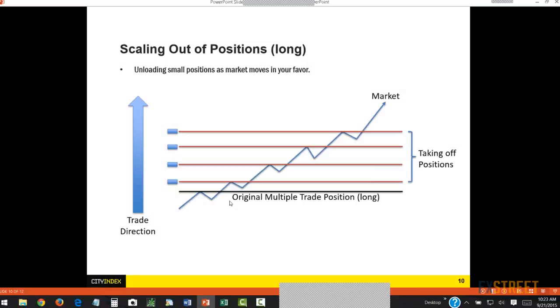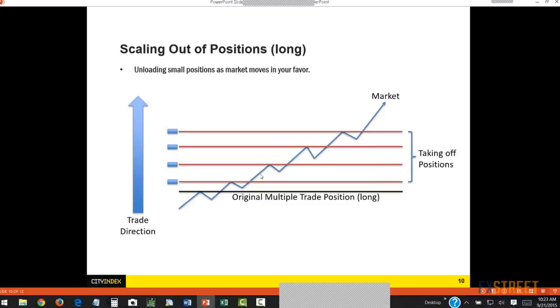Let's say this is a 4-part position, and you took off one quarter of it at this level right here in the first red line. Then what you could also do is move your original stop loss up to break even for the remaining 3 positions. So at that point, if the market takes you out, then you're out of the rest of the position, but you're out at break even. So you could do that.